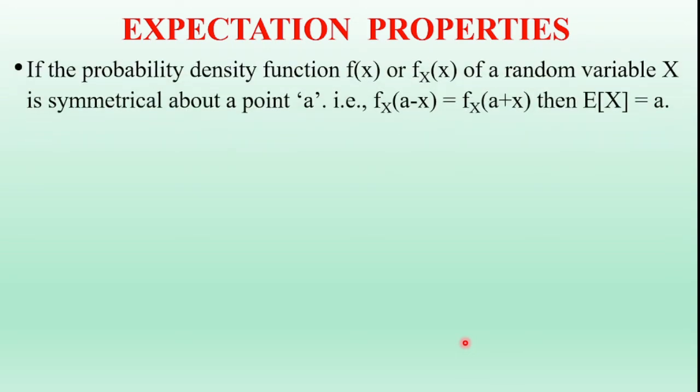Next, we are going to discuss the properties of expectation. The first property is, if fx of x is the probability density function of the random variable capital X, and it is symmetrical about a point a, that is, fx of a minus x is equal to fx of a plus x, then the expected value of the random variable is a.